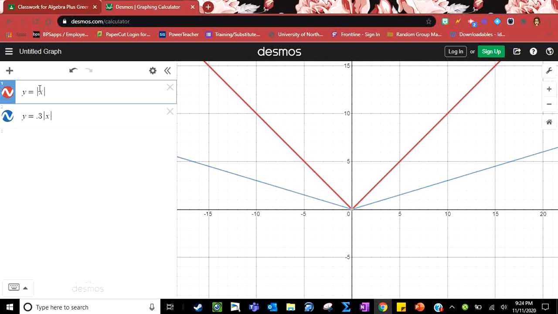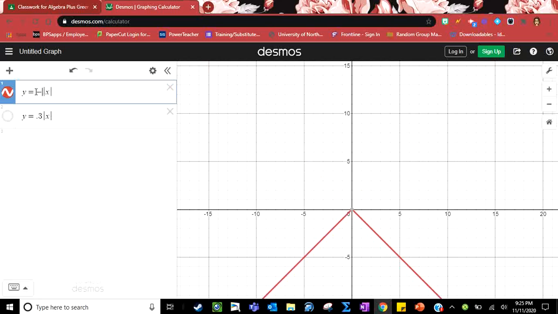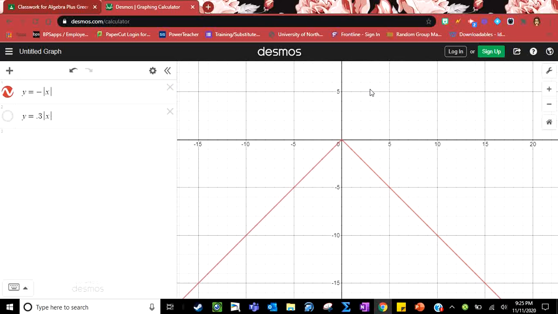Okay, let's erase this one. What happens if I put a negative out in front? Now it's flipped the graph completely upside down so that it now has a maximum instead of a minimum. So what I'm trying to show you is that all of these things that are happening with a graph are called transformations. So it's moving the graph left and right, up and down. It's stretching it, shrinking it, and it's even flipping it or reflecting it with that negative value.